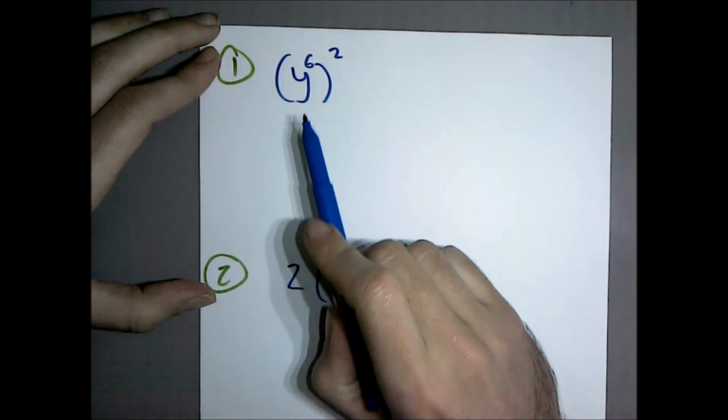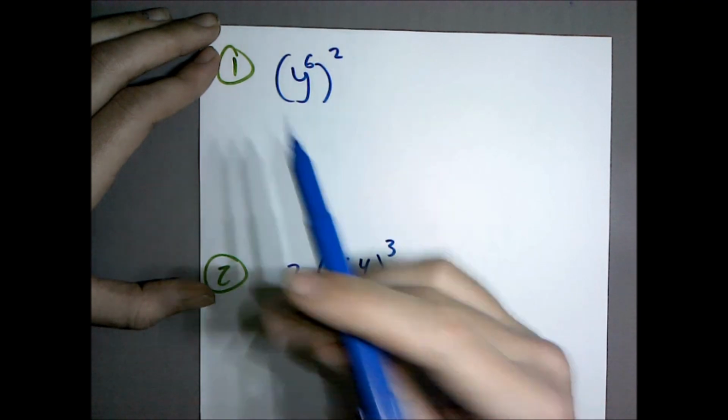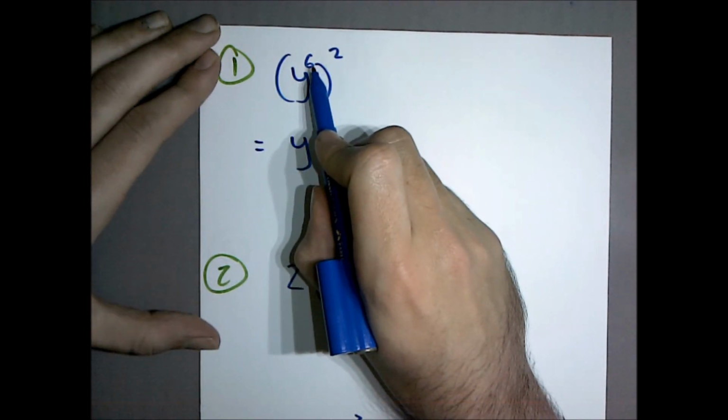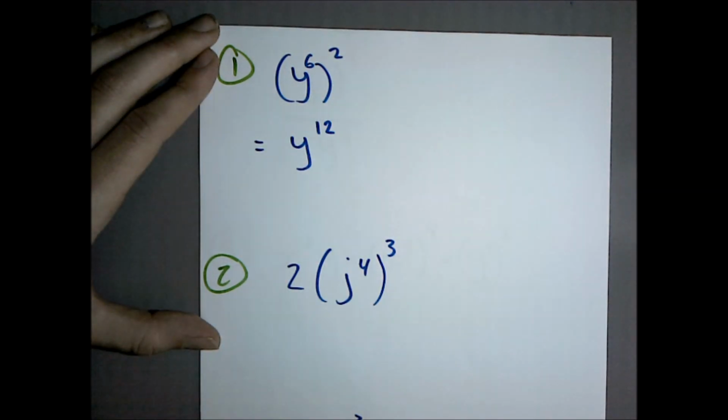So for this one, I've got y to the power of 6, and that's all to the power of 2. So simply, I've got the same base, I multiply my powers together, so 6 times 2 is 12, so I'm left with y to the power of 12.